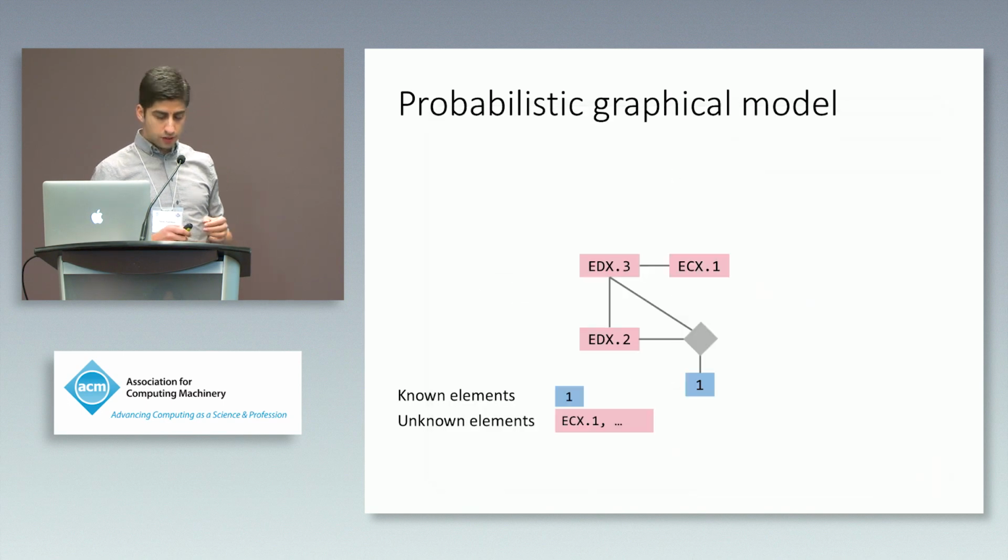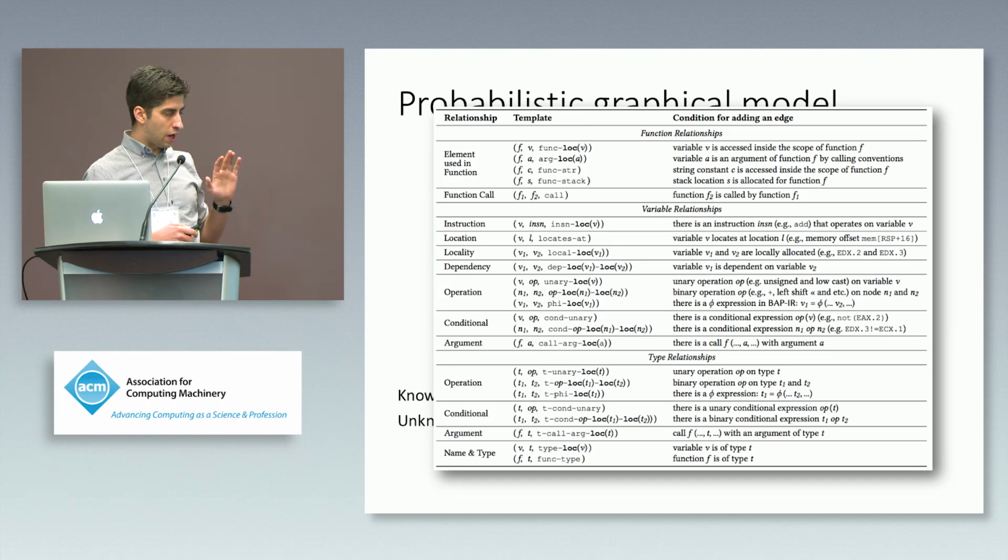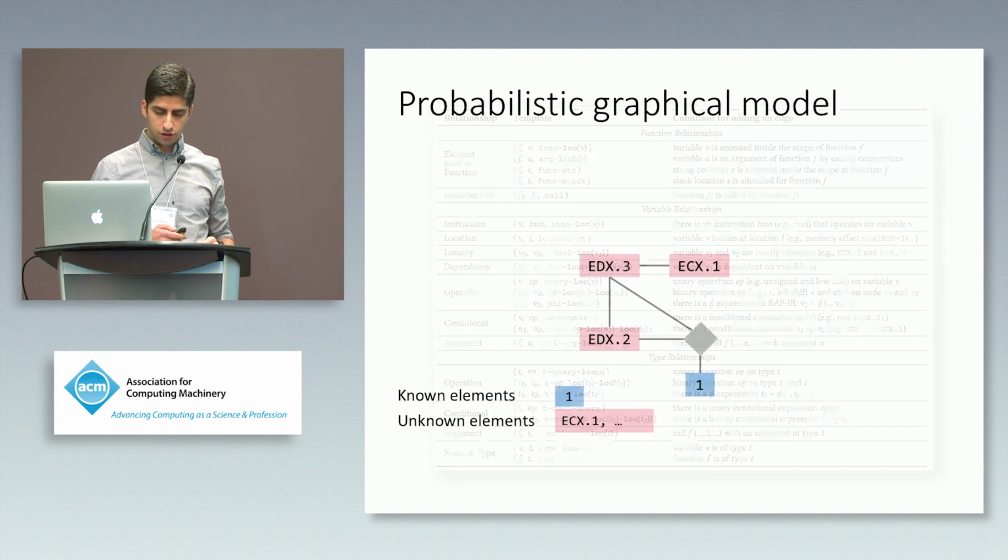Okay, so these registers are connected with edges, and these edges represent different semantic meaning of how they are used in the binary. The precise details on how these features are defined and derived is in the paper. We defined 23 such templates to represent the semantic information about the registers and the offsets.